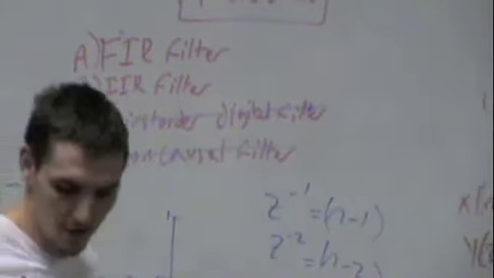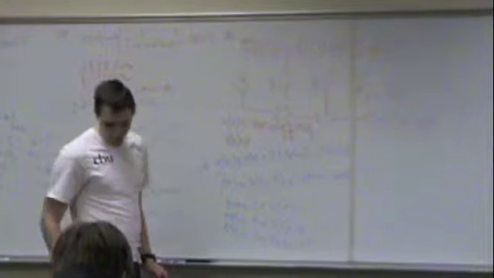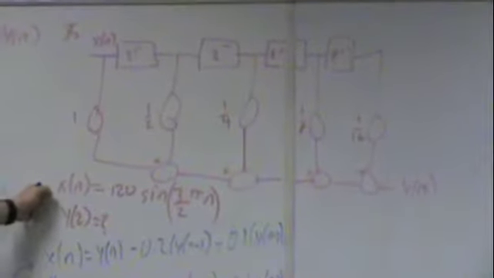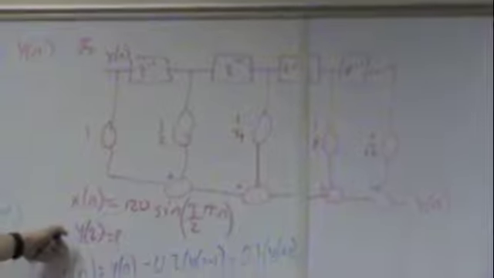Okay, moving on to the next one, because we've got plenty of problems to do and not enough time to do them. We're moving on to 35. Before I do that, are there any questions about this one? Cool, awesome. 35: if x of n equals 120 sine of 3/2 pi n, what is the function at y of 2?